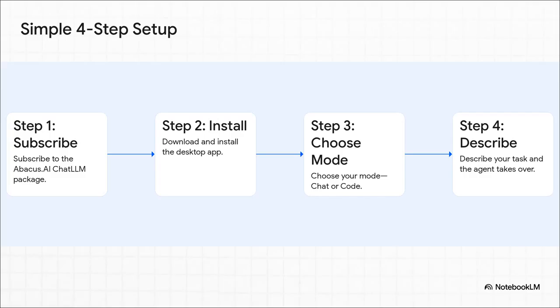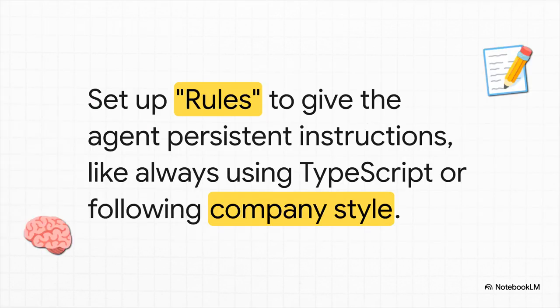Getting started is actually incredibly straightforward. You subscribe to the package, install the app, pick your mode, chat or code, and then you just start describing what you need done. That's it. Behind the scenes, the agent figures out a plan, executes the steps, and even course corrects along the way before it shows you the final result. But here's the thing that really makes it feel like a trained coworker, this rules feature. You can set these persistent instructions, kind of like SOPs. You could tell it to always use TypeScript for coding, or to always follow your company's official style guide for reports. This level of customization is absolutely key.